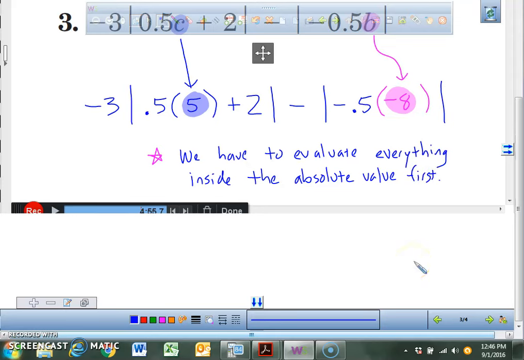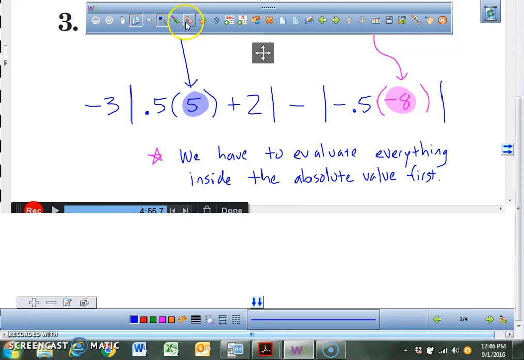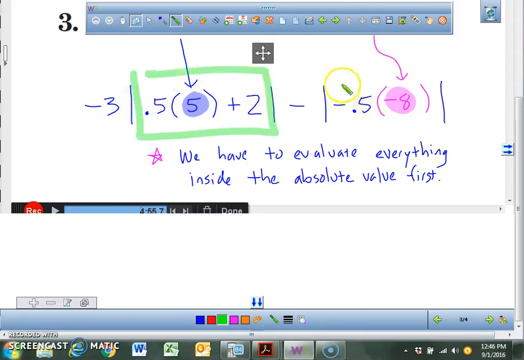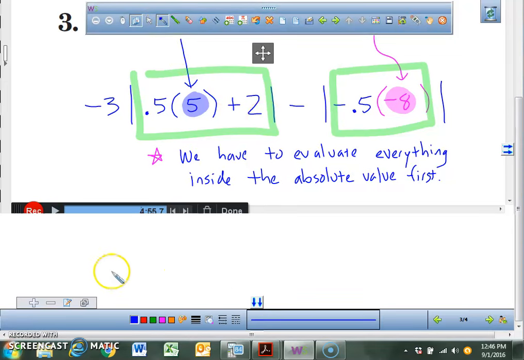You have to do that first. When I say everything, I'm going to highlight what I'm talking about. All of this needs to be evaluated, and all of this needs to be evaluated before you do anything else. Okay? All right. So negative 3, open it up, minus, open it up.